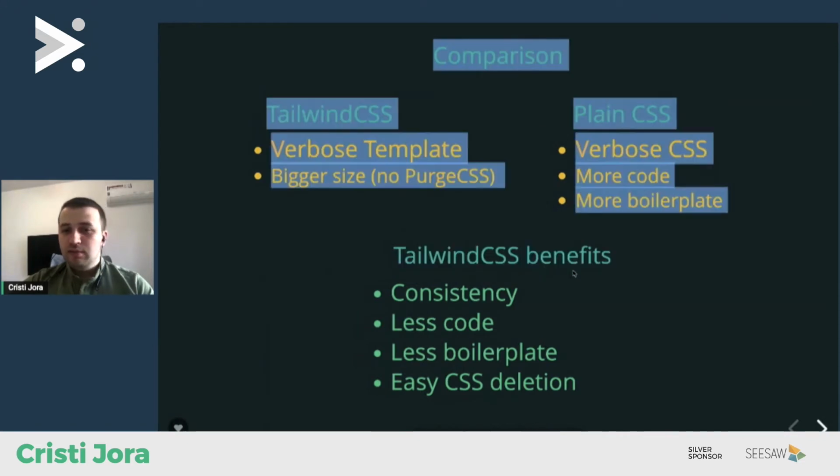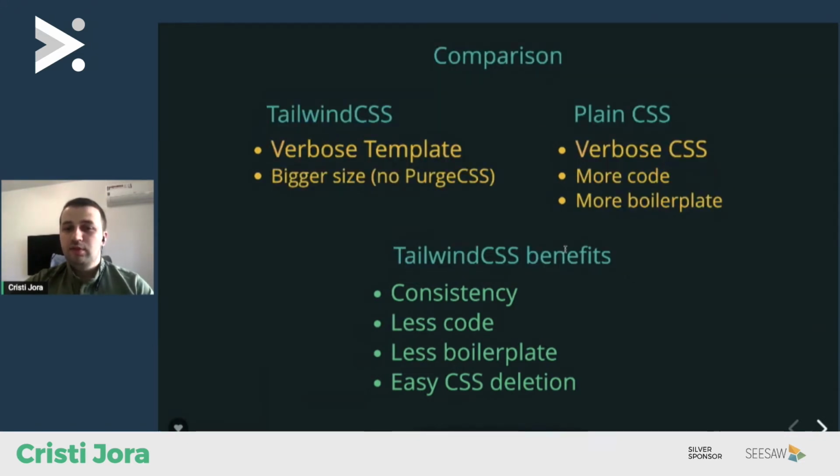So based on that, we can say that Tailwind has several benefits based on those two examples that we showed before. First of all, I would say it has far better consistency. It has wonderful built-in classes, which provide you consistency across the development cycle of the project. You can think of it like a style guide, and you have that right from the start. And then we have less code, we have less boilerplate, and it's easier to delete unused CSS.